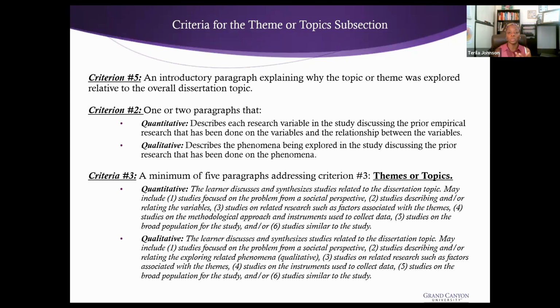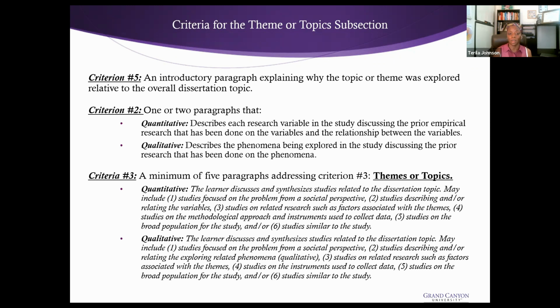What I have my students do, they'll just put a comment. Criteria number 5, or introducing topic, whichever way it works well for them. It also helps them keep in mind that this is the purpose of this particular paragraph in this section, right? Criterion number 2, remember I said 1 to 2 paragraphs. If you're quantitative, you're going to describe each variable in the study, discussing the prior empirical research that has been done on the variables and the relationship between the variables. That's what the rubric criteria is actually asking you to do.